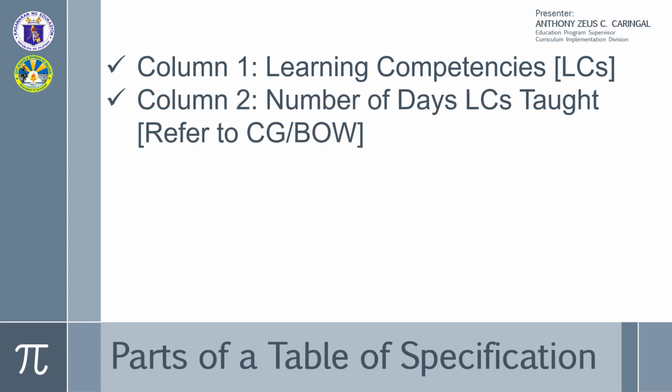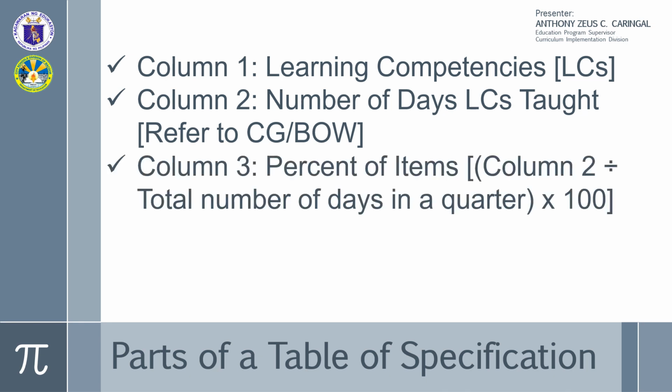Column two, the number of days you had taught the learning competencies. You have to refer to your BAO. That's really very important because the number of days taught will really affect the number of items that you're going to make.